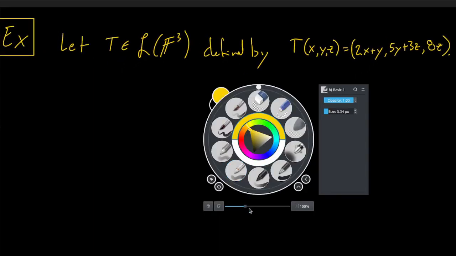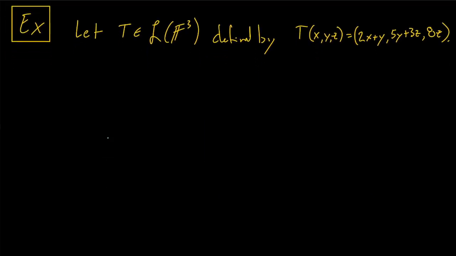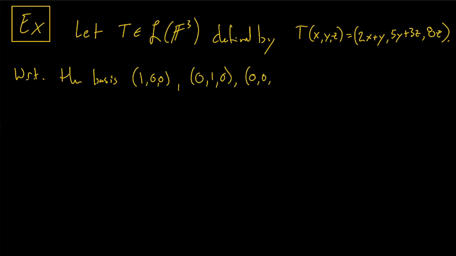Okay, let me zoom out a teeny bit more so I can keep everything on the screen at the same time. There we go. Okay. Now, let's look at this guy. So, with respect to the basis 1, 0, 0, 0, 1, 0, and 0, 0, 1, the matrix of T is equal to, well, let's just go through.